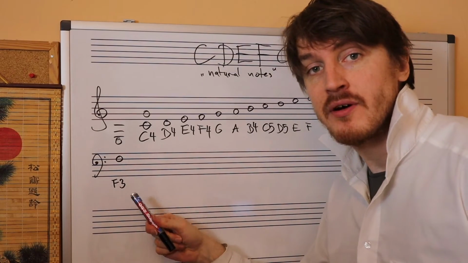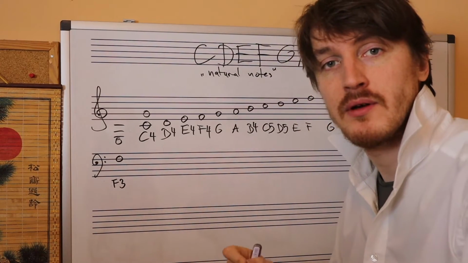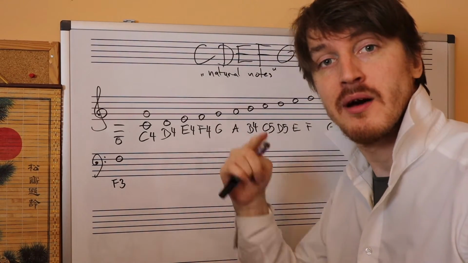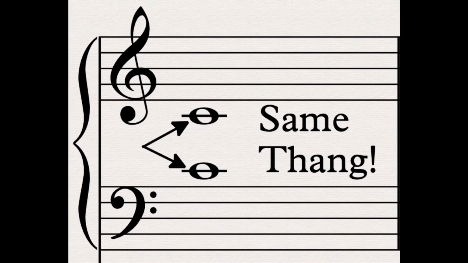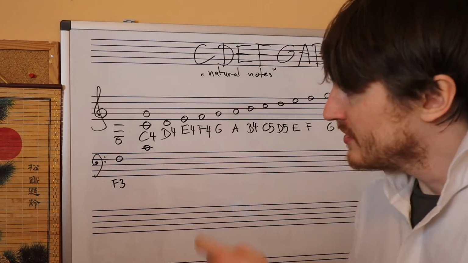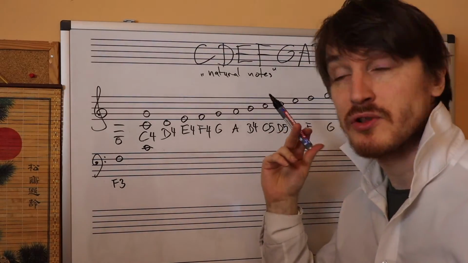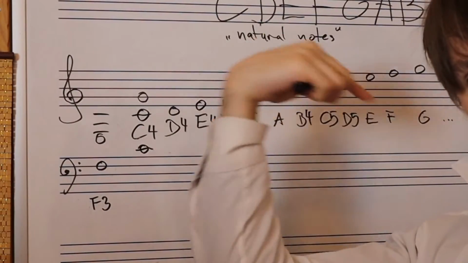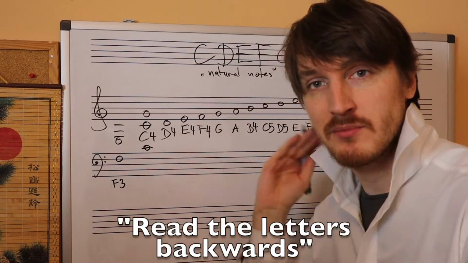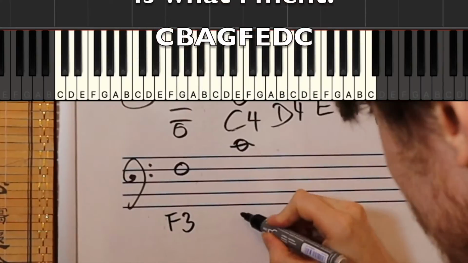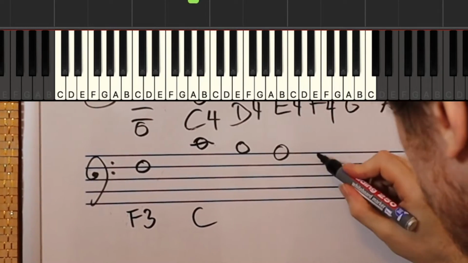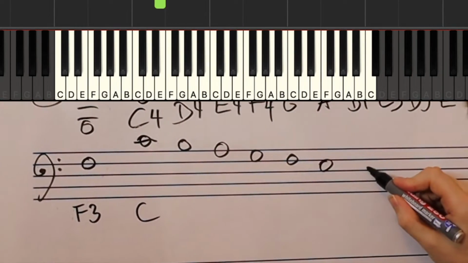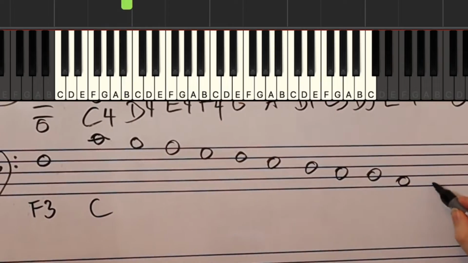In the bass clef, middle C is notated on the first ledger line above the 5 lines. So this note sounds identical to this note. Alright, let's notate some natural notes in the bass clef. The sequence of natural notes is an ascending sequence. So when we write them in the other direction, we're going to have to read the letters front to back. So that's C, B, A, G, F, E, D, C, E, A, G.